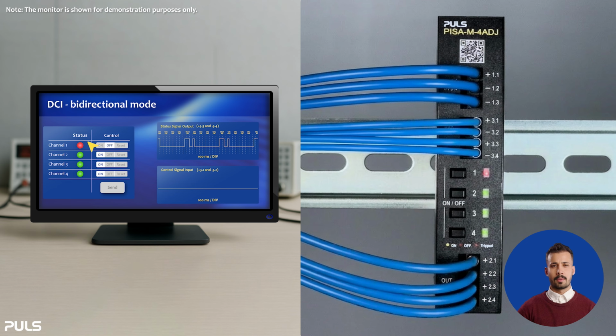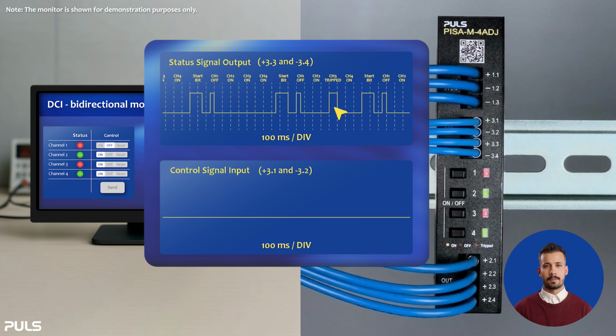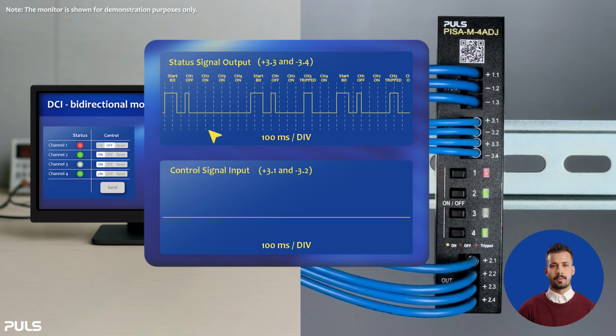Additionally, the status panel now provides more detailed information. In unidirectional mode, the status indicators only showed whether a channel had tripped. In this mode, we can now see the full status of each channel. A green lamp shows that the channel is on, a red lamp shows that it is off, and a flashing red indicator shows that the channel has tripped. Here, we can immediately see that channel 3 has tripped, as its status indicator is flashing red. At the same time, this is visible in the status signal output sequence, where it appears as a 100 millisecond pulse. We can then pre-select a reset for channel 3.